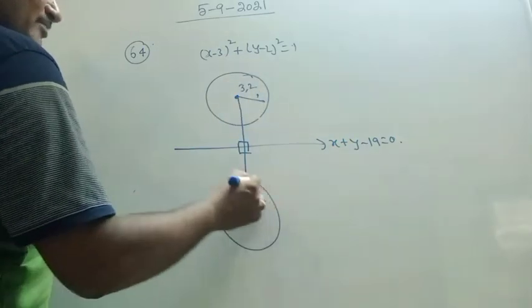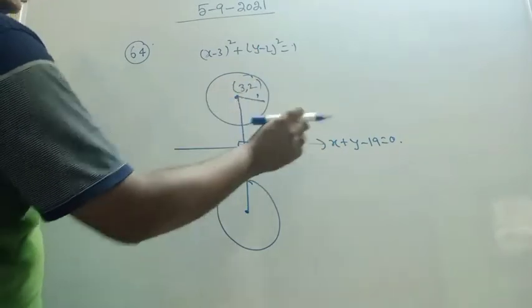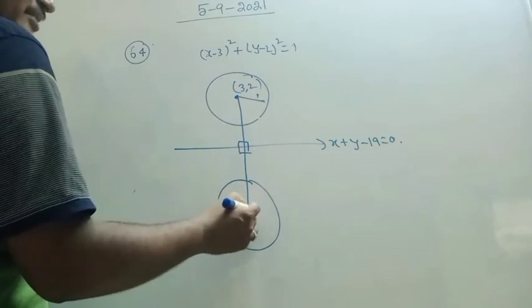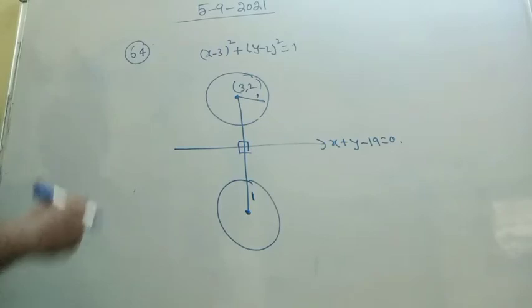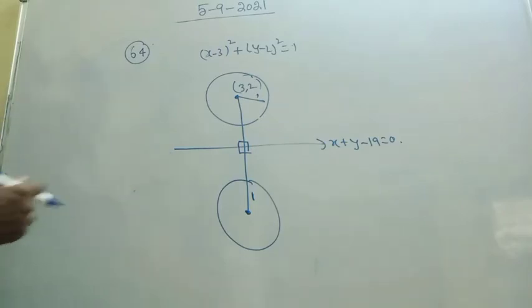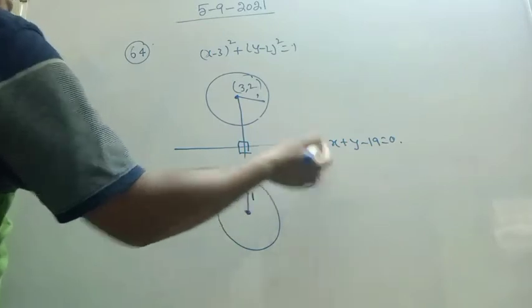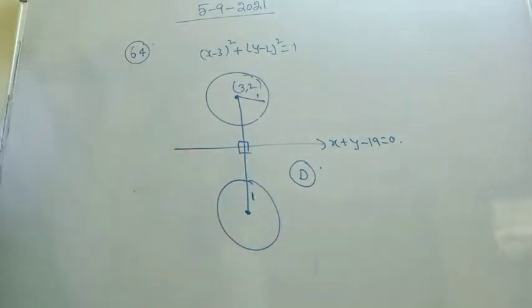Therefore, you will be getting the image for this point. You know how to find the image with respect to this line acting as a mirror. Now you have the center and you know the radius. The radius is 1. Then you will get the equation of the circle. Therefore, for the 64th, if you do this process, D is the correct answer. This is the hint, the way we will be doing this particular problem.